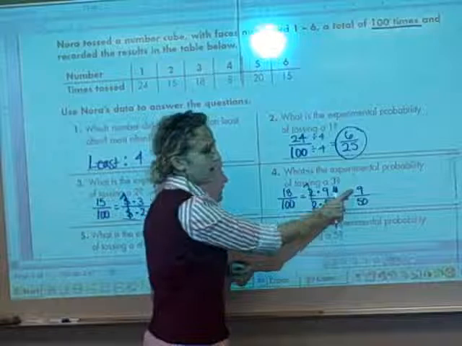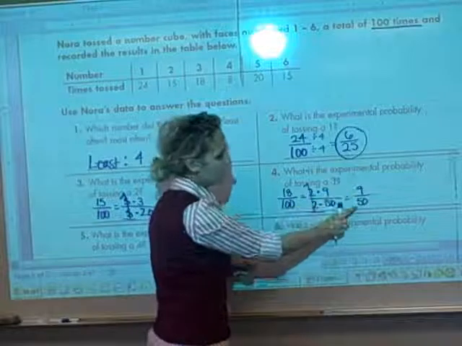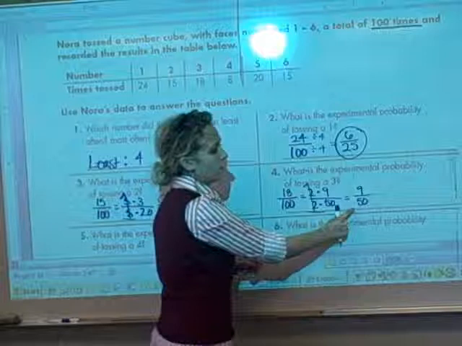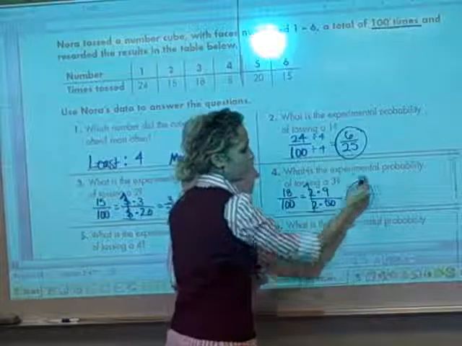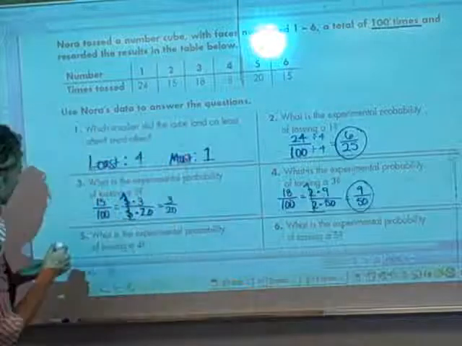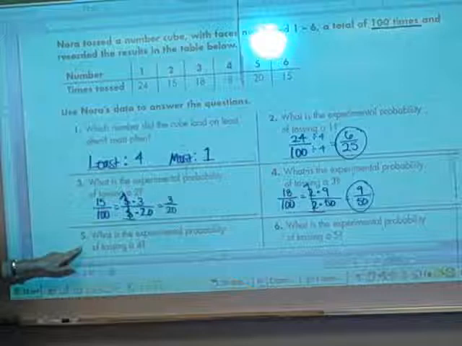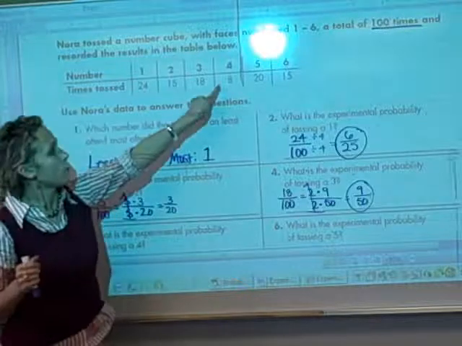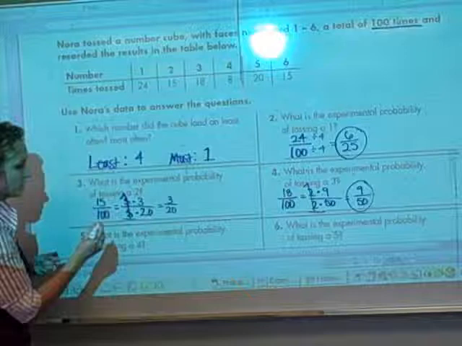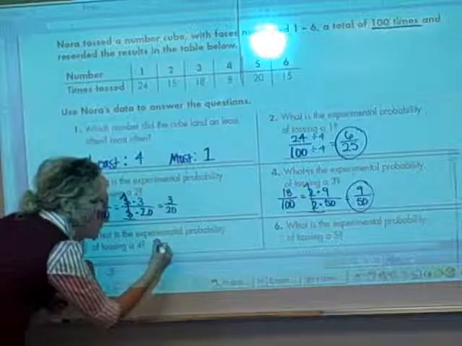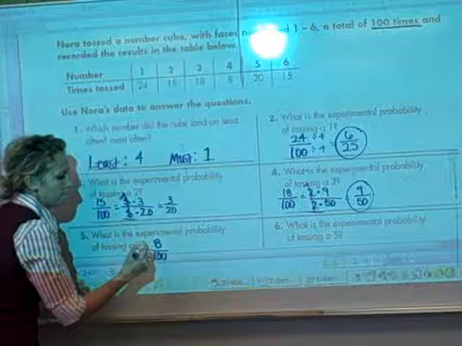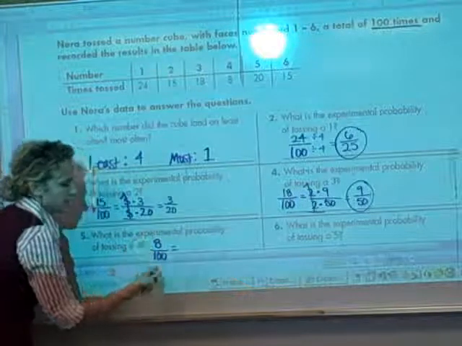Just going to check here. I know 9 is 3 times 3. And I know that 3 does not go into 50. So I'm done. That's my simplified version. Next, what is the experimental probability of tossing a 4? So it looks like we got a 4 8 times out of 100. So I'm going to write that 8 over 100. Let's simplify. These are both divisible by 2.